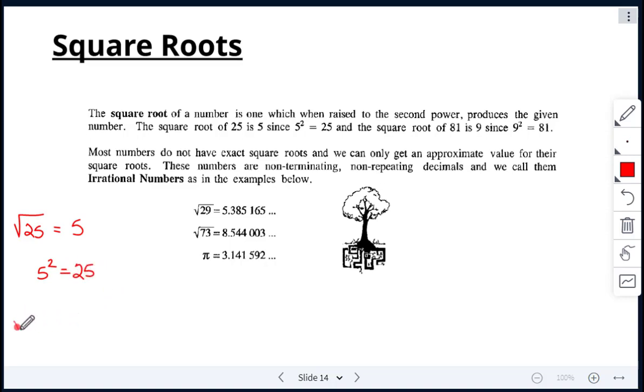Similarly, if we were to find the square root of 81, that would be equal to 9, and the reason being is because 9 squared is equal to 81. 9 times 9 is equal to 81.